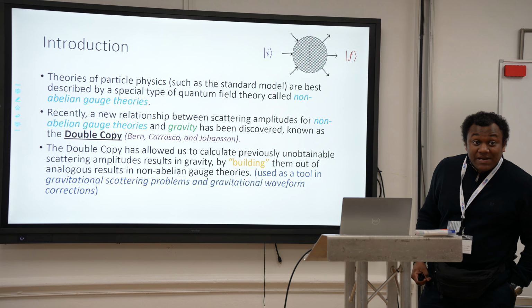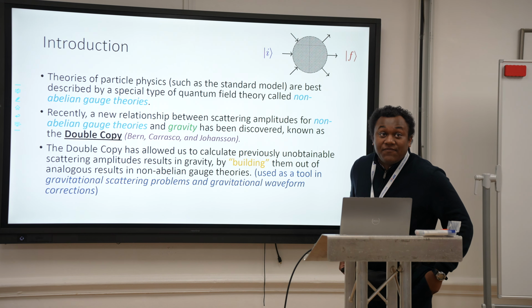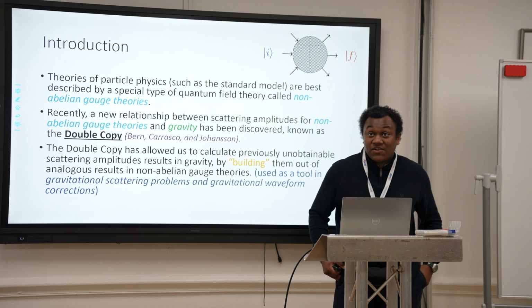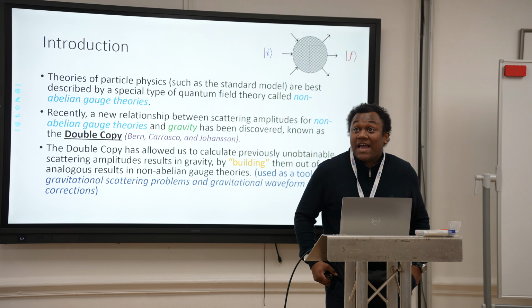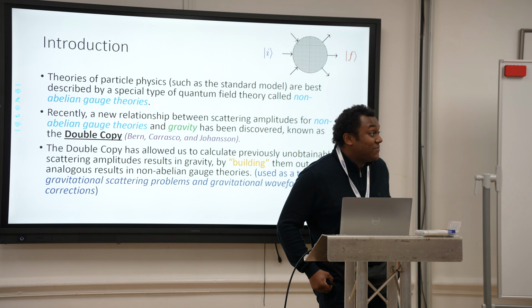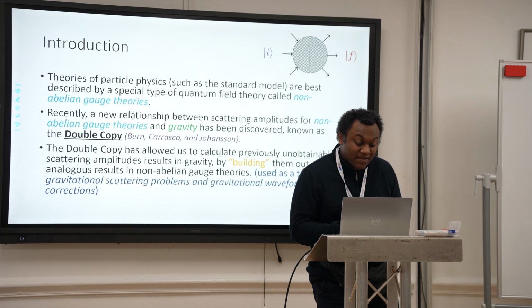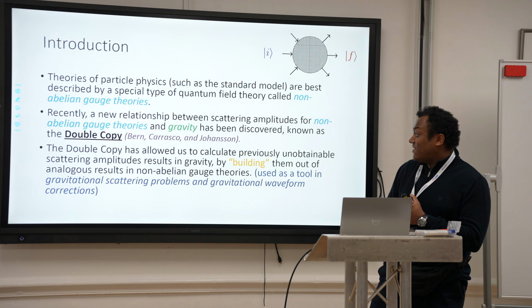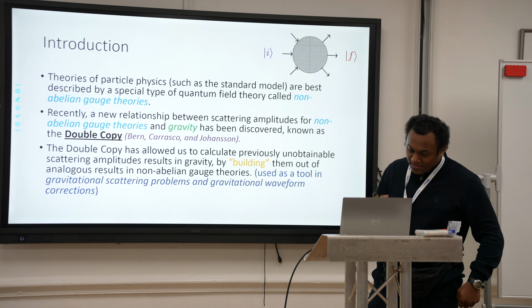it. Within the last 20 years or so, it was realised that if you looked at the scattering amplitudes for certain non-abelian gauge theories like Yang-Mills theory, and the scattering amplitudes you could write down for something like quantum gravity, there's a relationship between the two of them. There's some sort of duality between them. This became known as the double copy. It was first written down by Bern, Carrasco and Johansson.